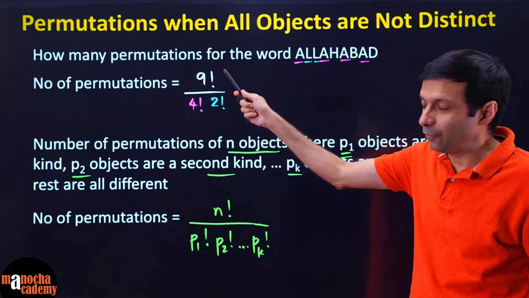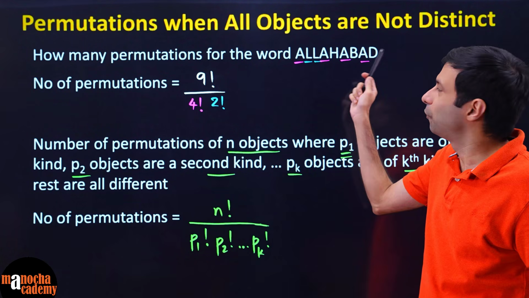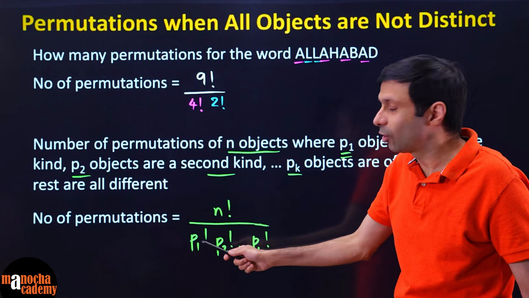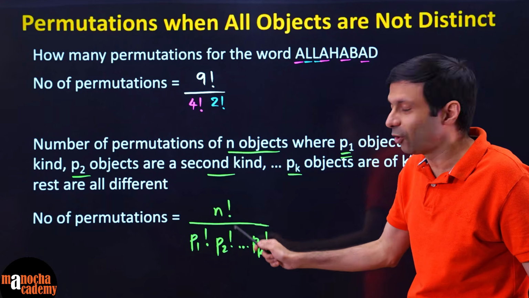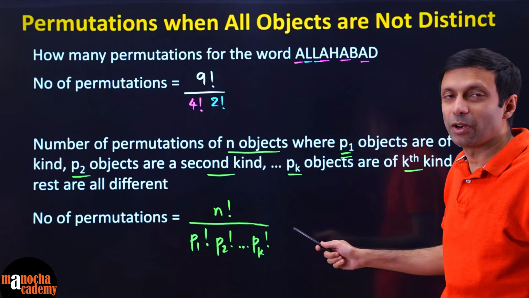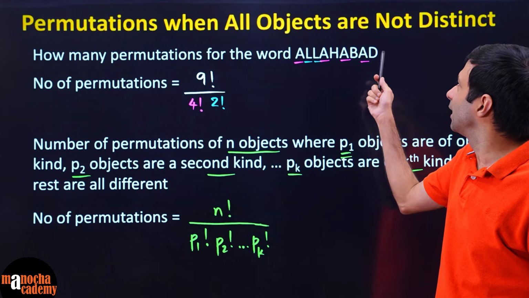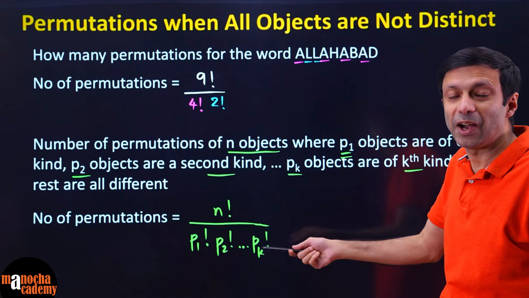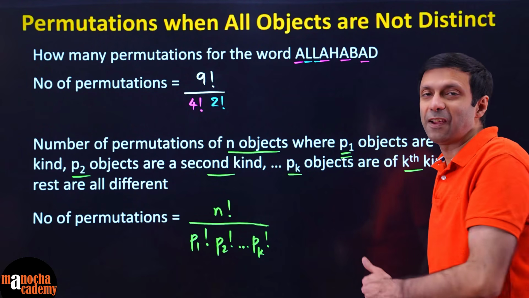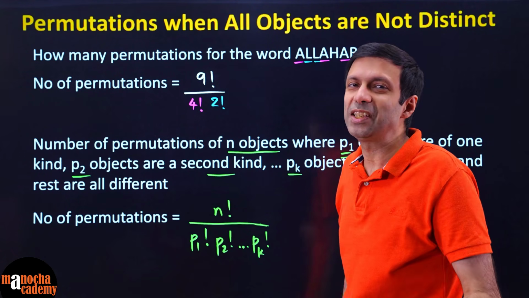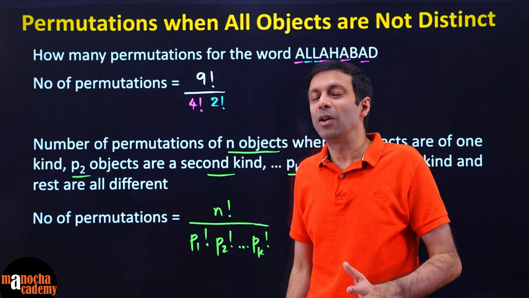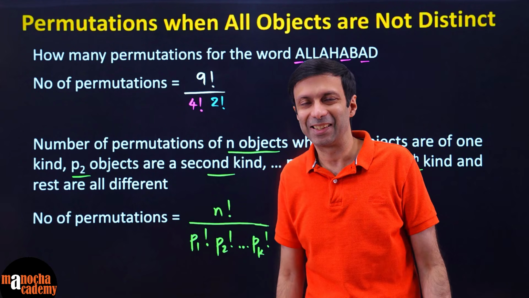N factorial, 9 factorial, divided by, there were 4 A's, so 4 factorial, or you can say p1 factorial. There were 2 L's, so divided by 2 factorial or p2 factorial, and so on. If there are more repetitions, let's say there were 3 D's, then you would have divided by 3 factorial or pk factorial. Clear? So a very, very important formula. Please note these down and you can easily apply them when these kinds of special cases arise.